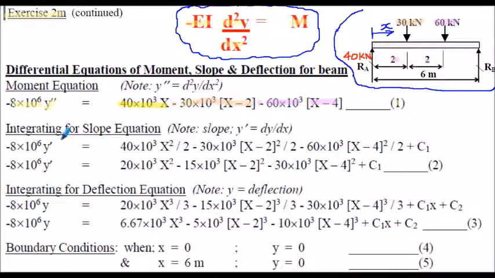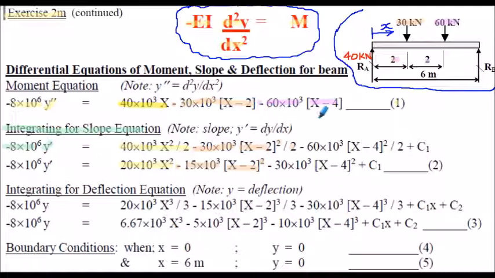What we're going to do now is integrate to find the slope equation. Integrating the left-hand side of equation 1, we get negative 8 times 10 to the 6 y dash. Don't forget y dash is dy by dx. On the right hand side, integrating the standard forms again, we will get 40 times 10 to the 3 x to the 2 upon 2, and that simplifies to 20 times 10 to the 3 x squared. Integrating the second term, we'll get negative 30 times 10 to the 3 times x minus 2 to the power of 2 upon 2, and that simplifies to negative 15 times 10 to the 3 x minus 2 squared.